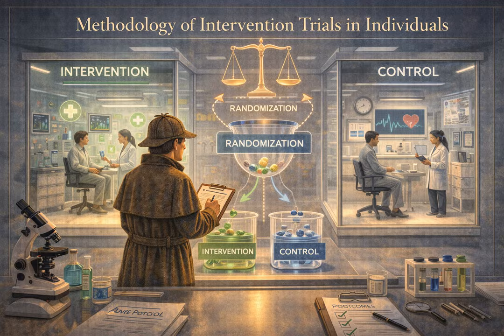Methodology of intervention trials in individuals. Byline: from hypothesis to experiment, testing causation under controlled conditions. Episode description: observational studies suggest associations. Intervention trials test them. This chapter examines the methodology of individual-level intervention trials, most notably the randomized controlled trial, RCT, often regarded as the gold standard for evaluating effectiveness.